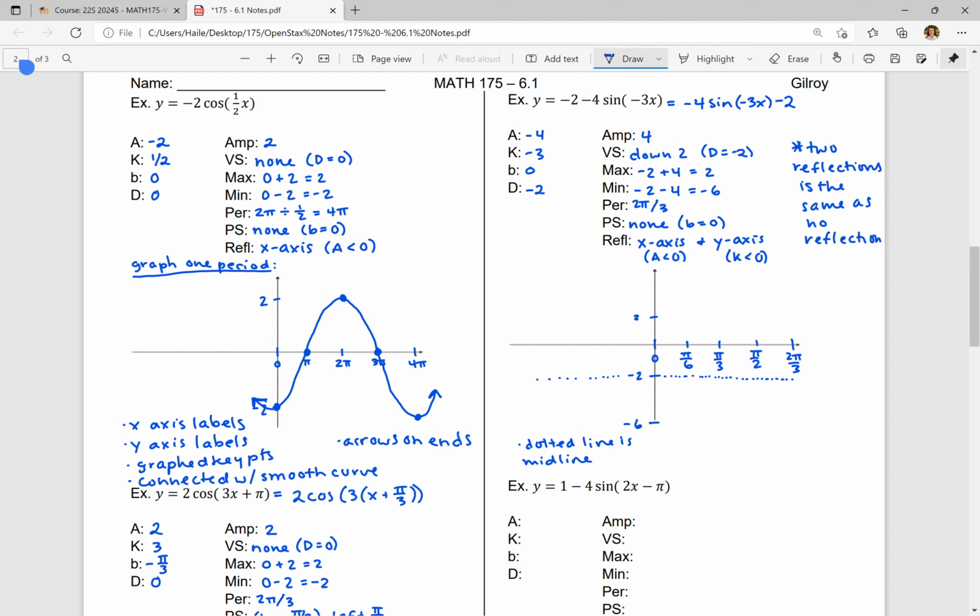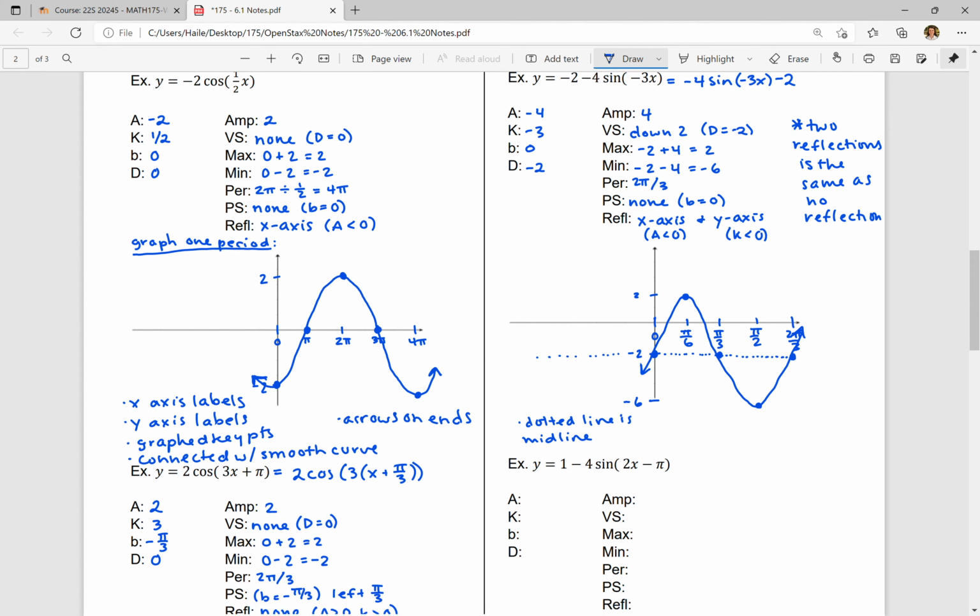Okay, so let's graph our key points. So we're going to start at our first tick mark on the x-axis, but we're going to start at the midline because we have a sine graph. So we're going to put our first point at -2 on the y-axis. And then for our next point, since we don't have a reflection, we're going to work our way up to the top at the next key point. Then we're going to go back down to the midline, down to the minimum, and back up to the midline. So then I can connect these points with a smooth curve and draw the arrows on both ends. So then that is my graph of the function.